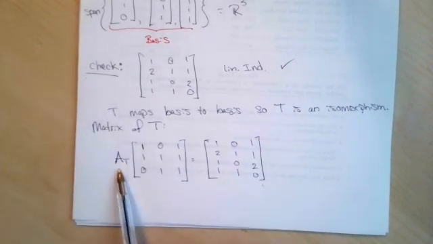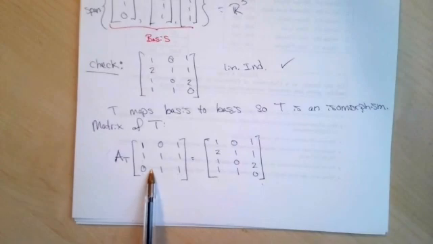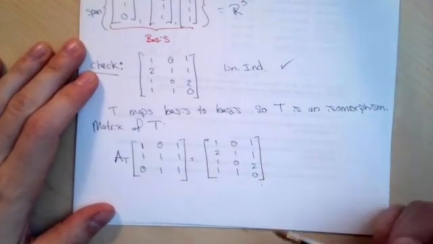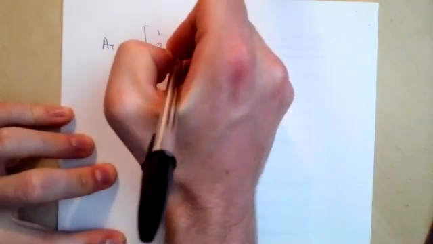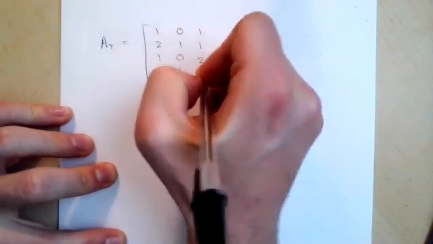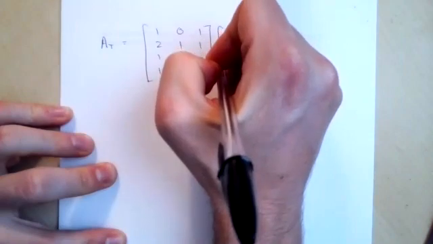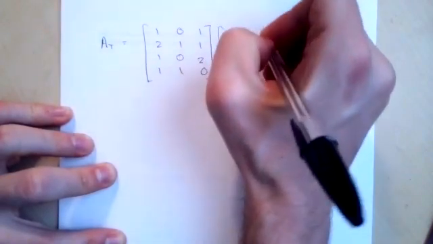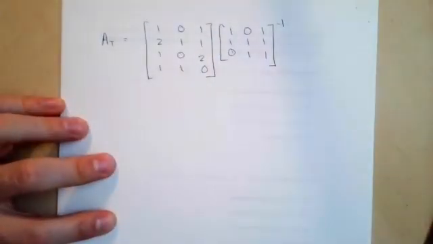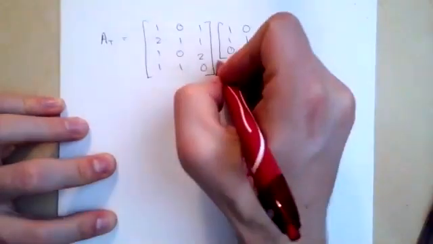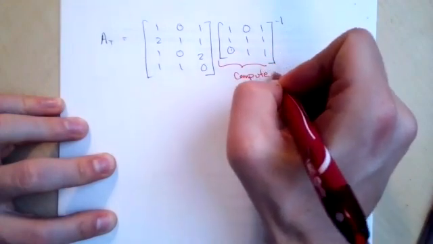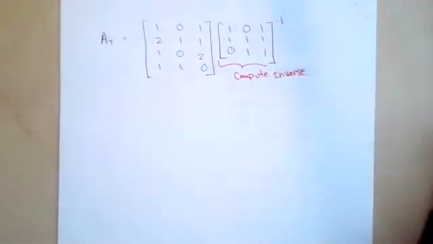And so now if we know that we have a matrix AT acting on this 3x3 matrix to get this 4x3 matrix, all we have to do is compute the inverse. So our AT is going to be 1, 2, 1, 1, 0, 1, 0, 1, 1, 1, 2, 0 times the inverse of this matrix. So we need to compute that, and then multiply them.